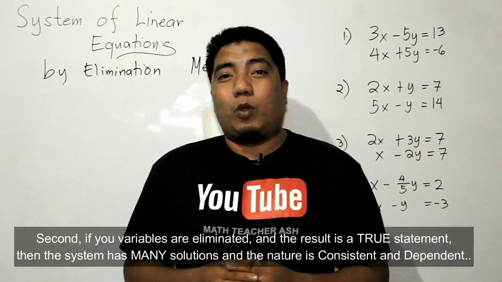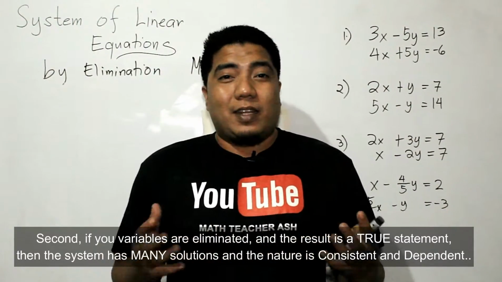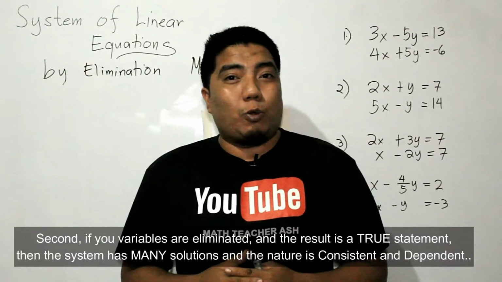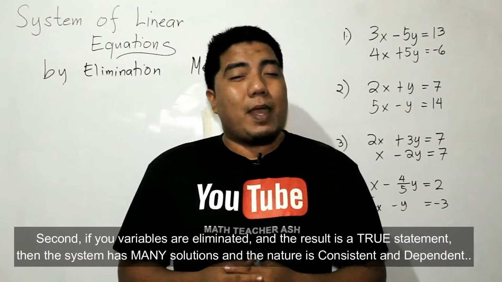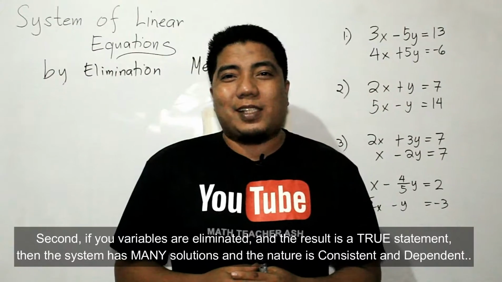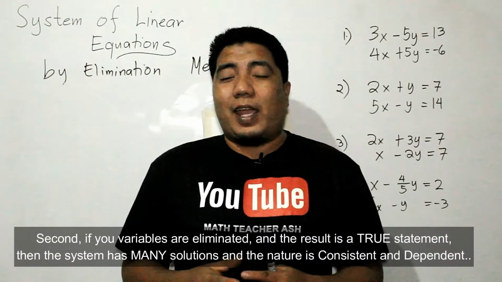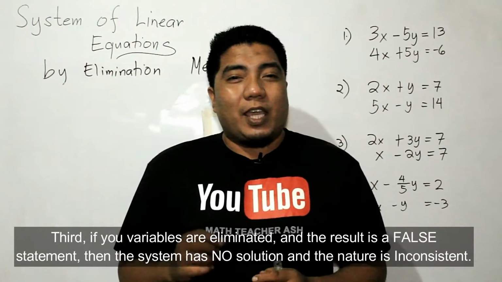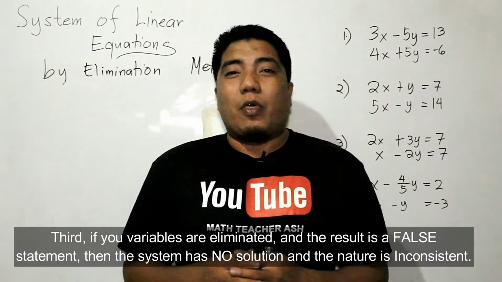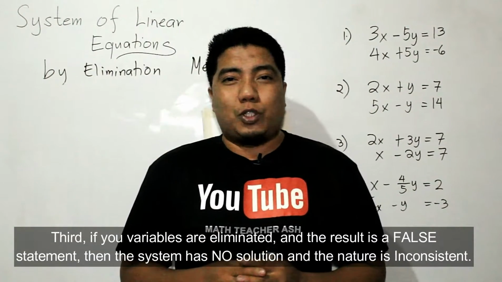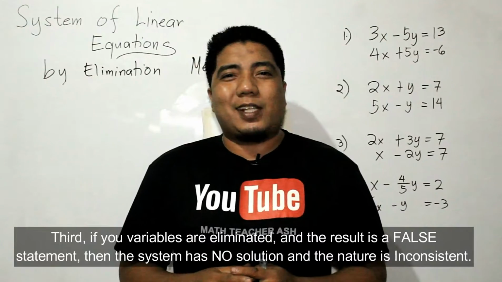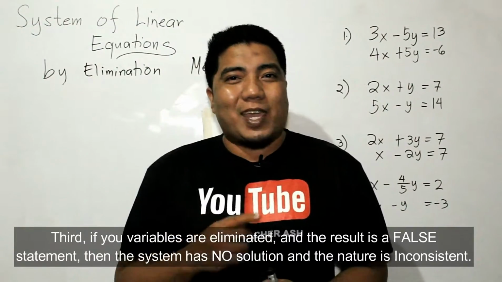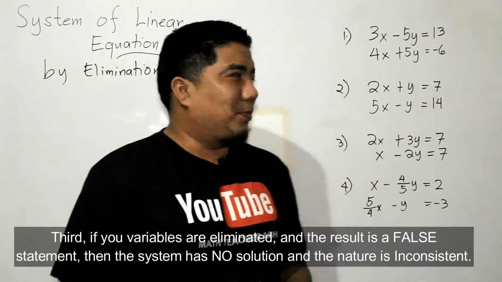But if the variable will be eliminated and the given statement is true, then that is many solutions and the nature of your system is consistent and dependent. Otherwise, if it will become a false statement, then you will have no solution and the nature of your system is inconsistent. Okay, let us start the first example.